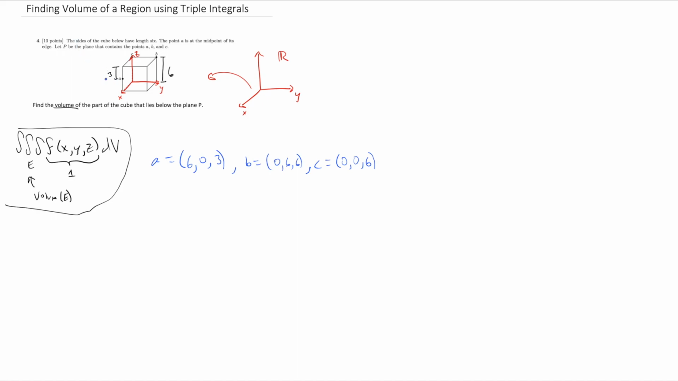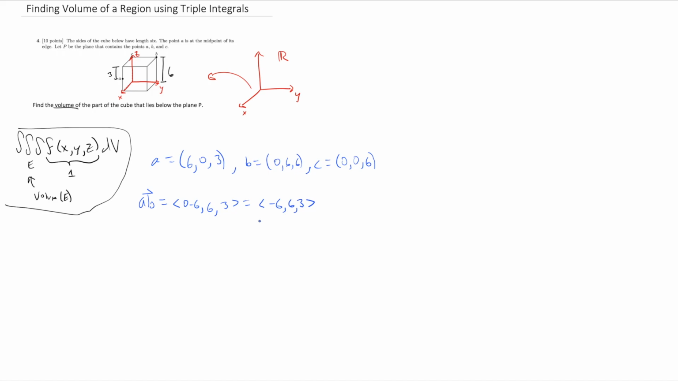Now, let's create 2 vectors that lie on the plane. So you can choose any 2 points to create 2 vectors. So I'm just going to do AB in this case. So AB is going to be, again, final minus initial, 0 minus 6, 6 minus 0, that's just 6, and 6 minus 3 is 3. So that's going to be negative 6, 6, 3.